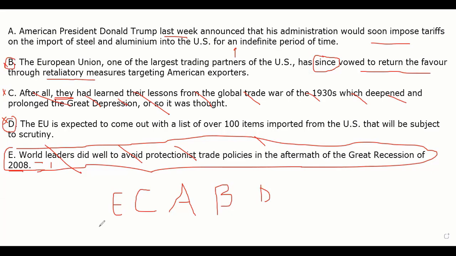The US is expected to come out with a list of over 100 items imported from the US that will be subject to scrutiny. Sir, can I tell the reason? Yes. Sir, because first we have used A, in which he is announcing the administration, then he will return the favor, and after that only we will come out with the list. Correct. So what favor they are returning, they will also make a list where they have to look at more, which the US will scrutinize. That's it. So logical.